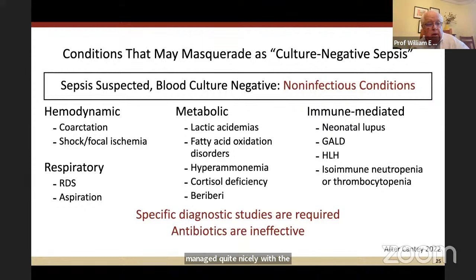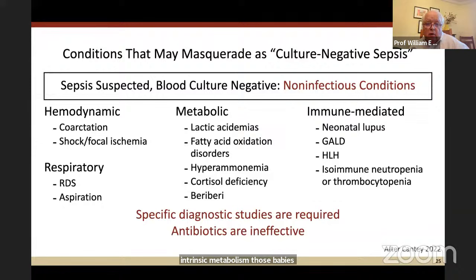Respiratory diseases, RDS in our preterm population, aspiration pneumonia in our term population will also cause the baby to have needs for respiratory support, but not a need for antibiotics. A number of metabolic diseases can be associated with a septic appearance, certainly all of the lactic acidemias, the fatty acid oxidation disorders, hyperammonemia, all sorts, but certainly including the urea cycle disorders. So those primary metabolic disorders of intrinsic metabolism, those babies look and act sick and may look for all the world as though they're septic.